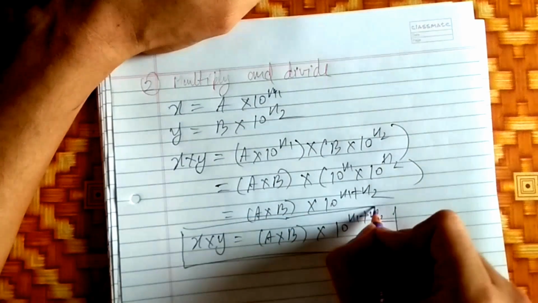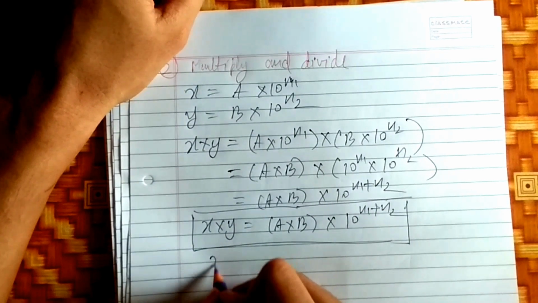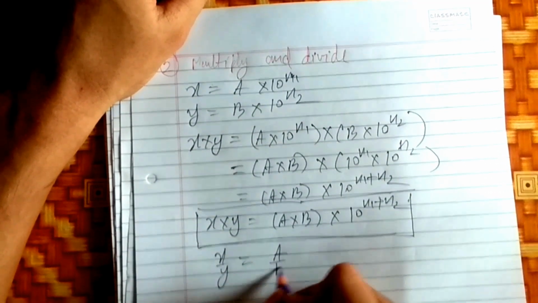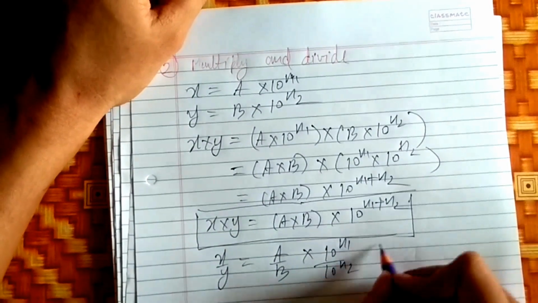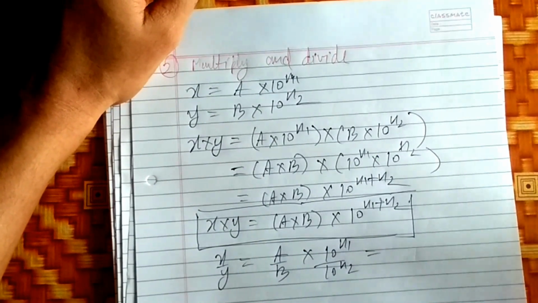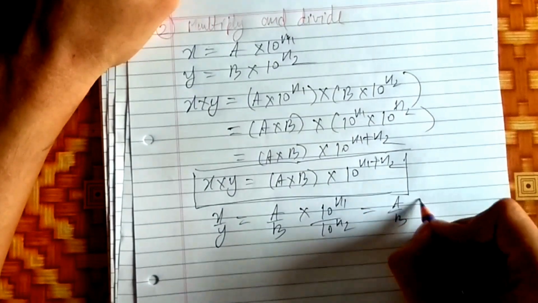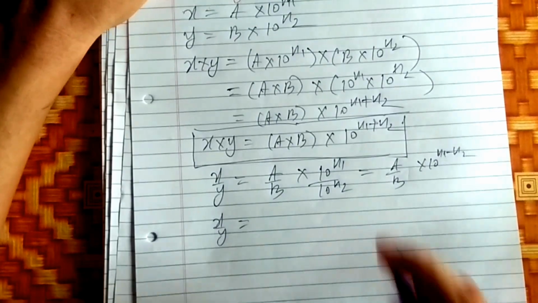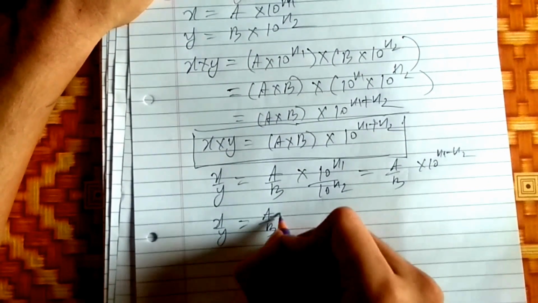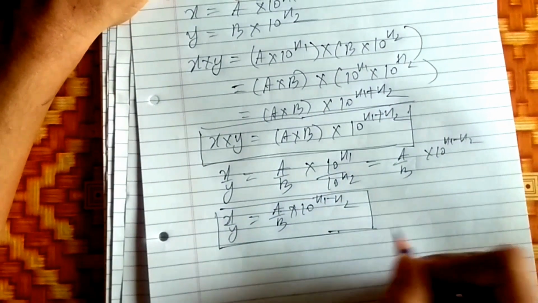All right, no problem. And for division, if it is x by y, it will be a by b, and similarly 10 to the power n1 by 10 to the power n2. We know that x to the power a by x to the power b will be x to the power a minus b. So it will be a by b into 10 to the power n1 minus n2. So x by y will be a by b into 10 to the power n1 minus n2. Okay, all right.